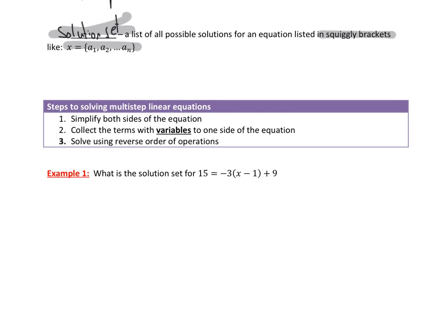So this is my general rule for solving multi-step equations right here. The first thing I do is I simplify both sides of the equation. The second thing I do is I collect the terms with the variables to one side of the equation. And then I solve with reverse order of operations. Typically, if you follow these steps, you usually don't make mistakes. Well, at least with this part right here, the second step. Usually, people do make a mistake if they don't move the variables before they start moving other things. So I recommend moving the variables first. It does save a common mistake.